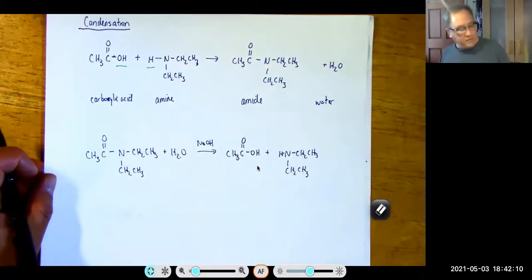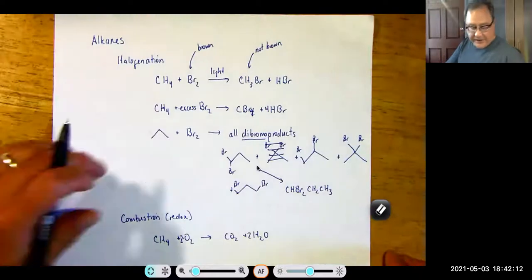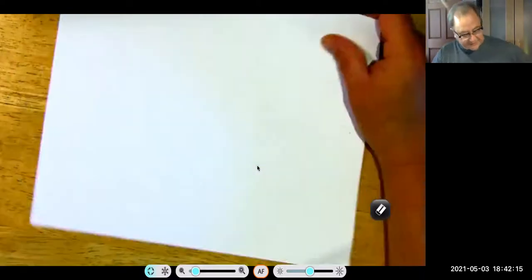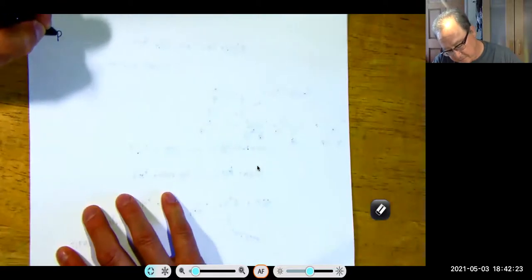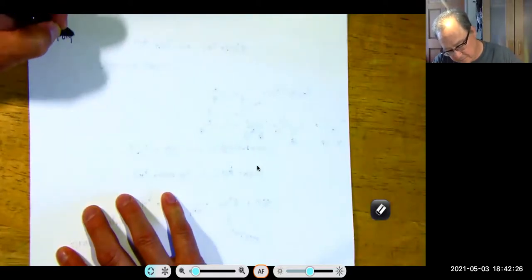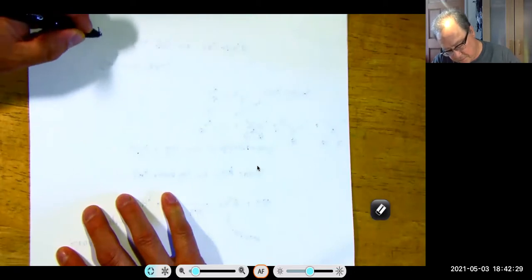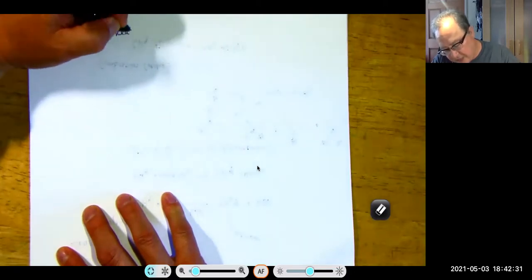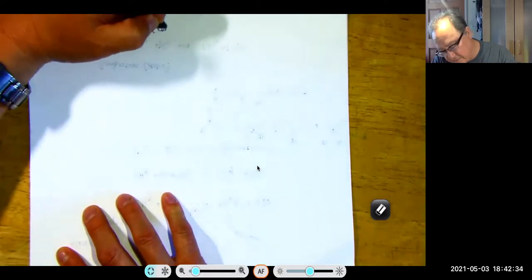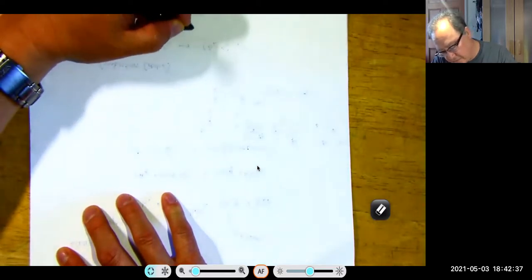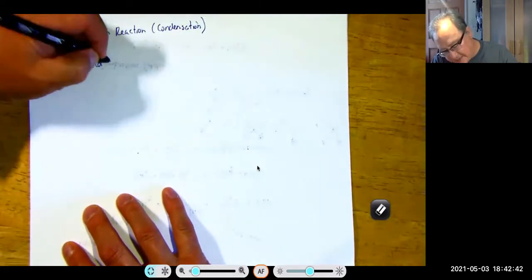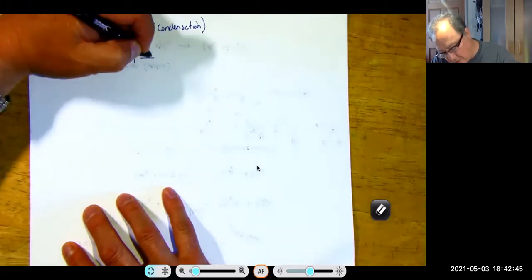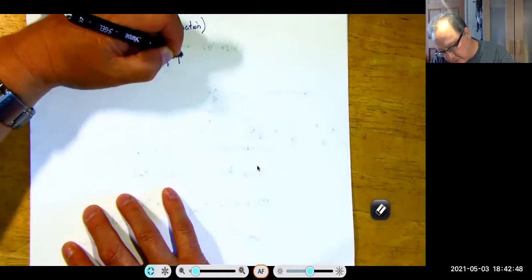So let's see, I need a little more paper. I'm going to get up from my seat and grab some more. Actually, I can use the backs of these. So let me show you another polymerization reaction. And this is a condensation. So here you use a diacid and a diol to get your polymer, plus water.